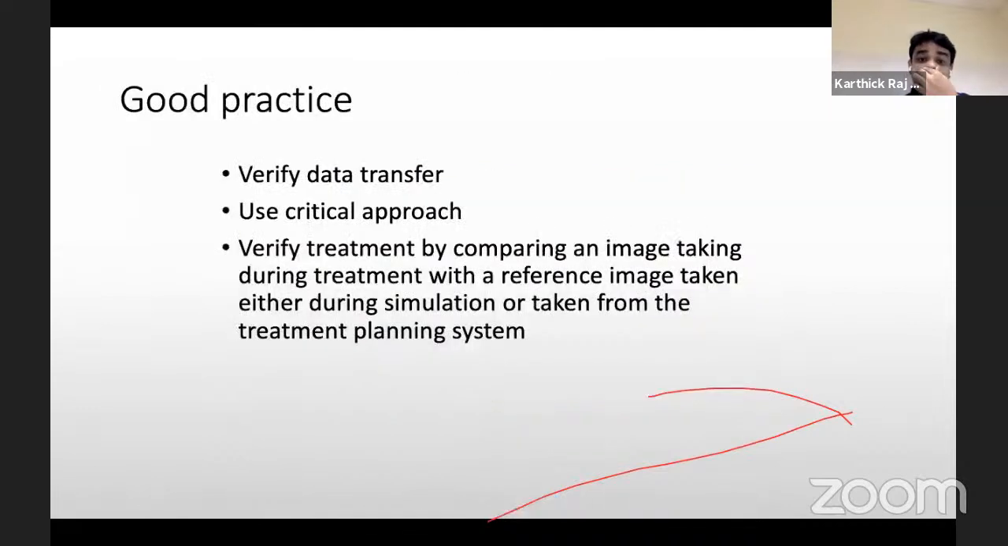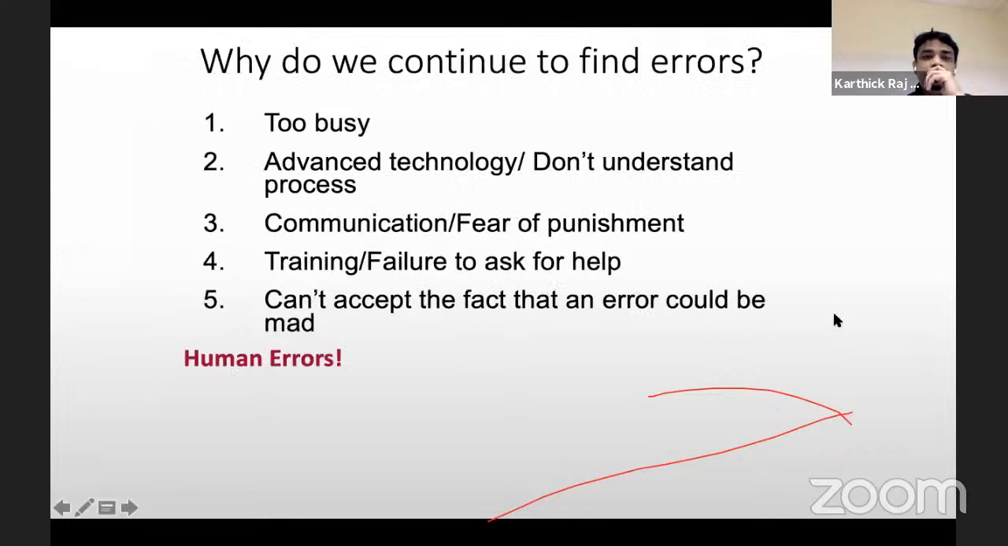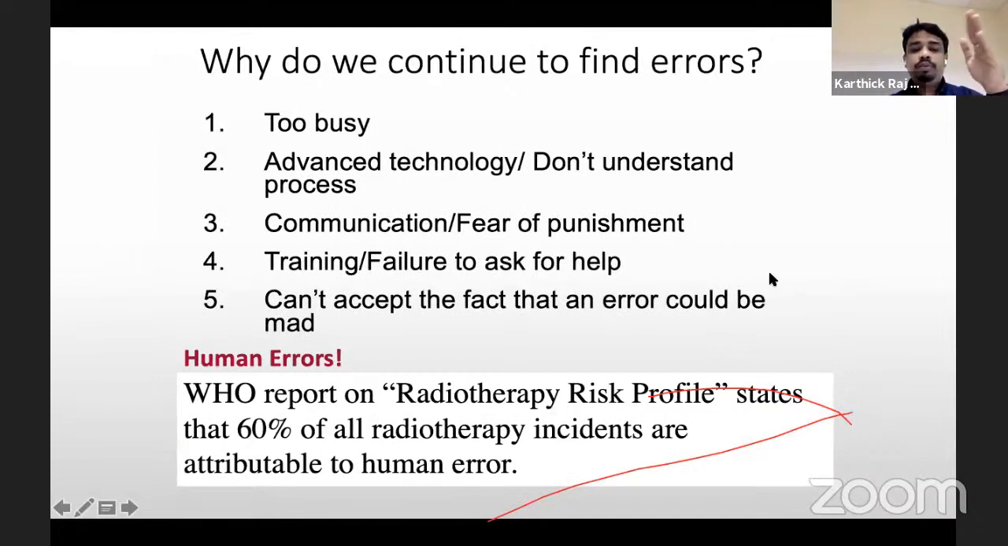So as good practice, verify all the data transfer, use a critical approach, verify the treatment by comparing all the images, and do all the cross checks possible. In a busy department, this is why we make these errors. The WHO has reported that most of the errors in radiotherapy are human errors.